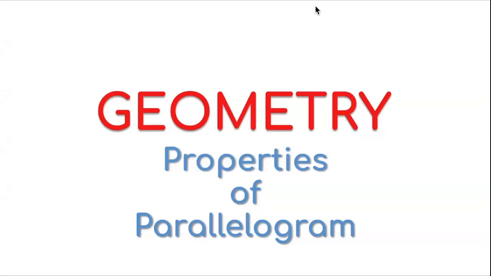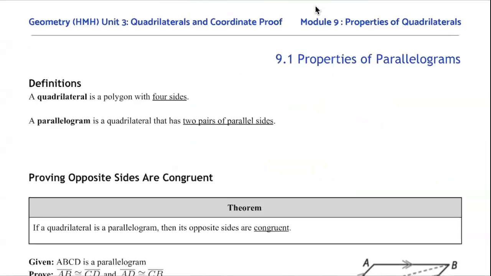Geometry, properties of parallelogram. So we'll be studying the properties of parallelogram on this particular lesson, 9.1. We need to first start with the definition of quadrilateral, right? A quadrilateral is a polygon with four sides. Quad is four, lateral is side. So using that definition, a parallelogram is a quadrilateral, a four-sided figure that has two pairs of parallel sides.